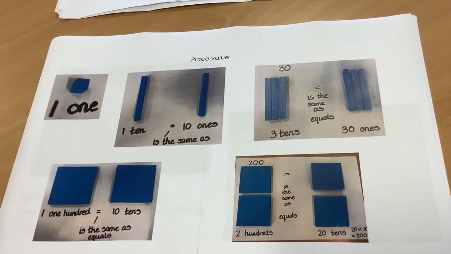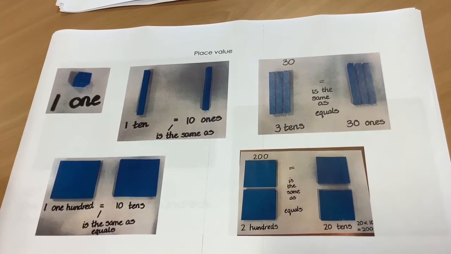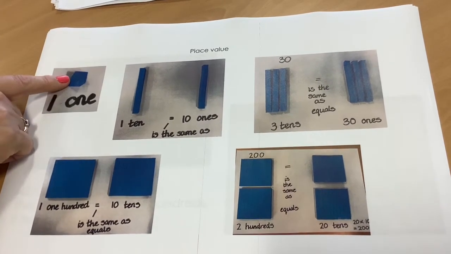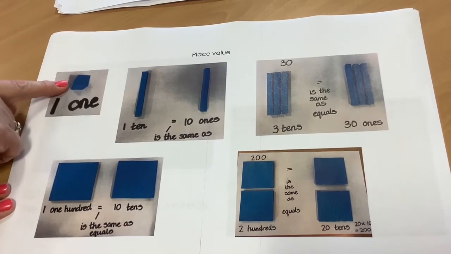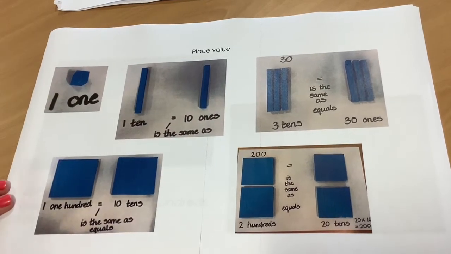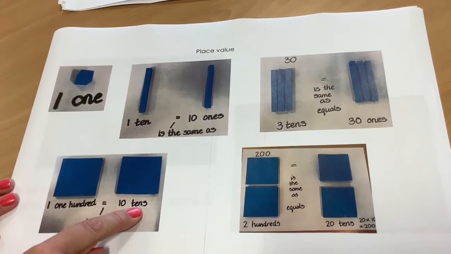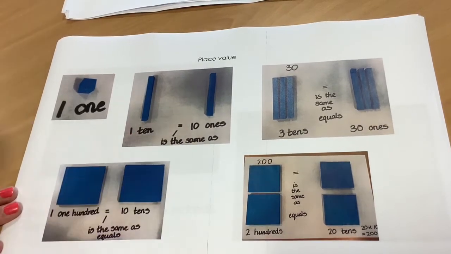So going back to place value, at the start of the year we covered this. We looked at the Dienes and the value of each Dienes. We know that the smaller square is 1. And then a 10 is equivalent to 10 ones. And a 100 square is equivalent to 10 tens. It's the same as, it equals.